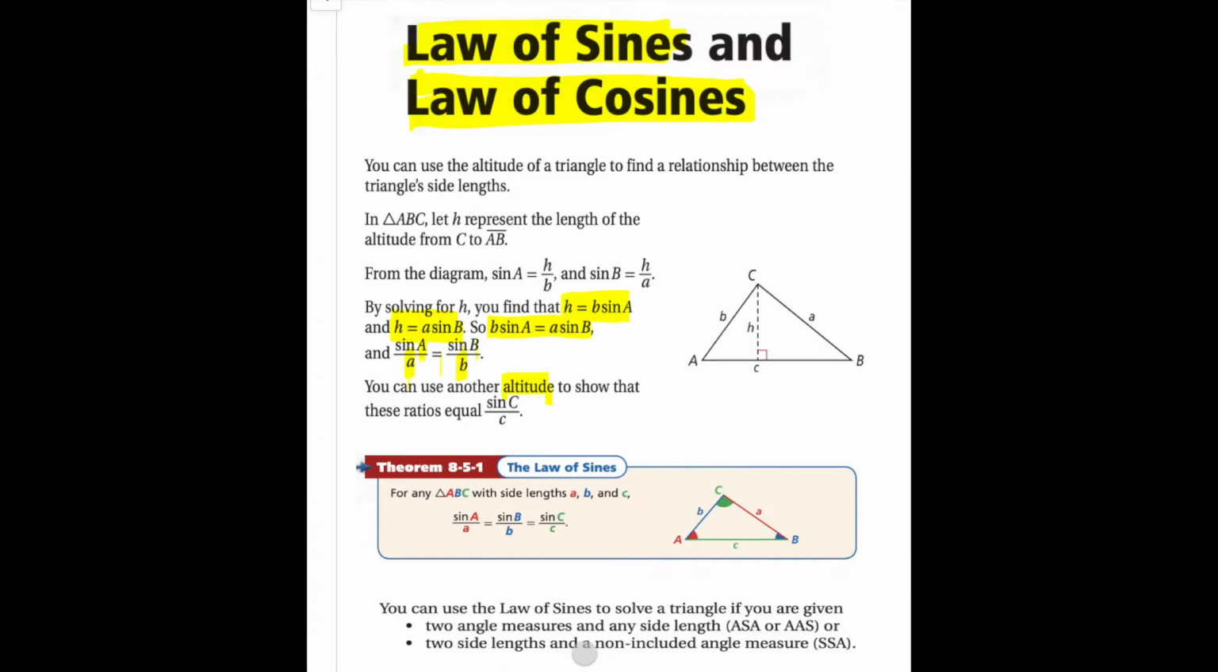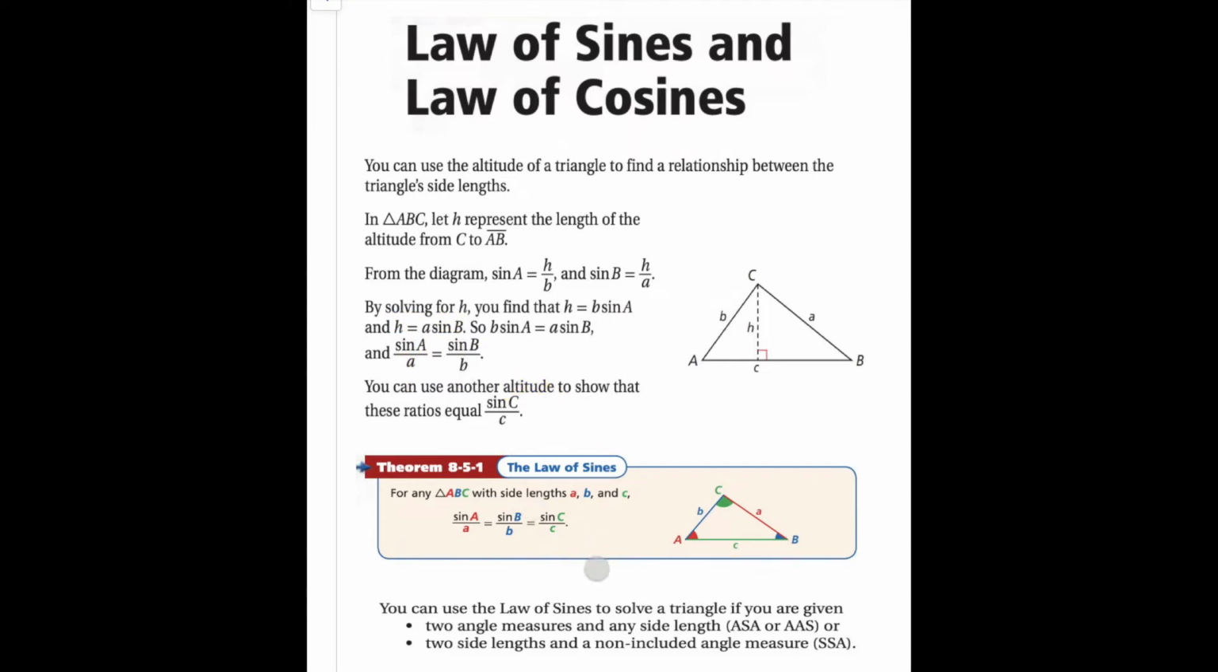Or two side lengths and a non-included angle measure. So you cannot have an included angle measure. You need to have an excluded or non-included angle measure. So SSA, two sides and an angle. If you know three measurements of a triangle, you can find the other three of any triangle using the law of sines and law of cosines.